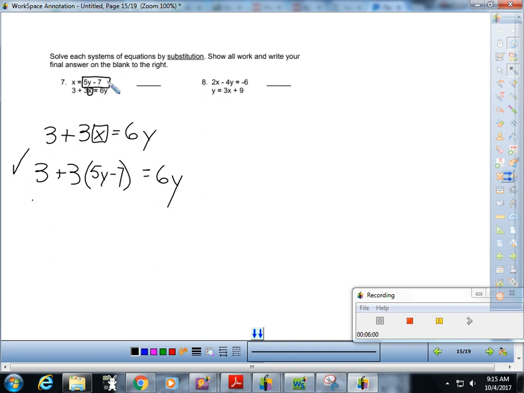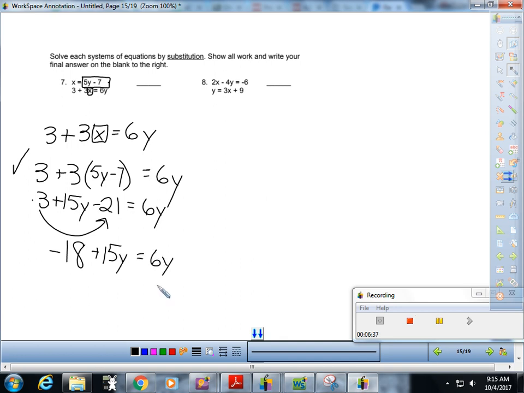Okay? So we've got to distribute 3 plus 15y minus 21 equals 6y. Don't do anything yet, just clean it up. So 3 minus 21 is negative 18 plus 15y equals 6y. Subtract 15y. Not loving this because it's negative, but we're going to have to deal with it. Negative 18 equals negative 9y. Divide each side by negative 9. And you get y is negative 18 divided by negative 9. So you get y is 2. Okay?